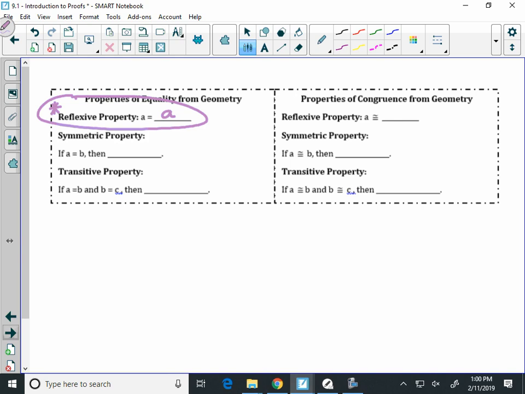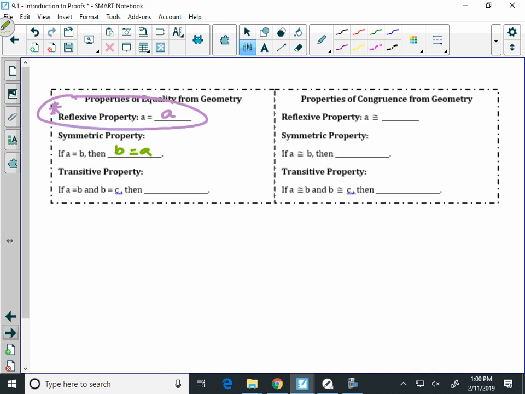The symmetric property we don't use a whole lot, but it's just something good to mention. The symmetric property says if A equals B, then B equals A. You just flip it. And that's true. We don't use it a ton, but it is something good to mention.